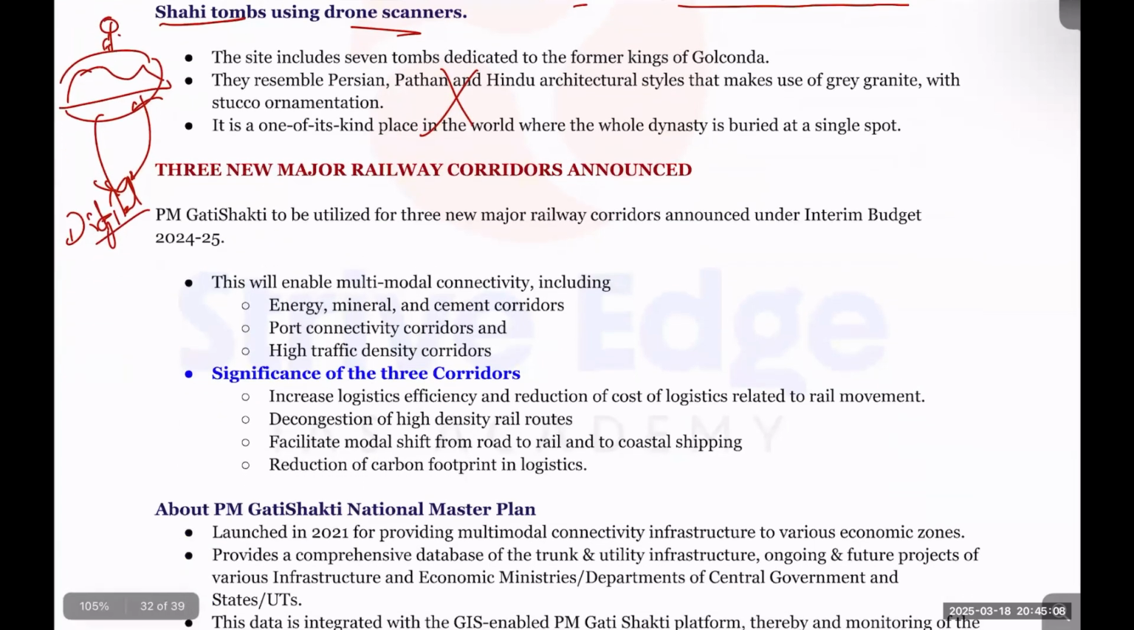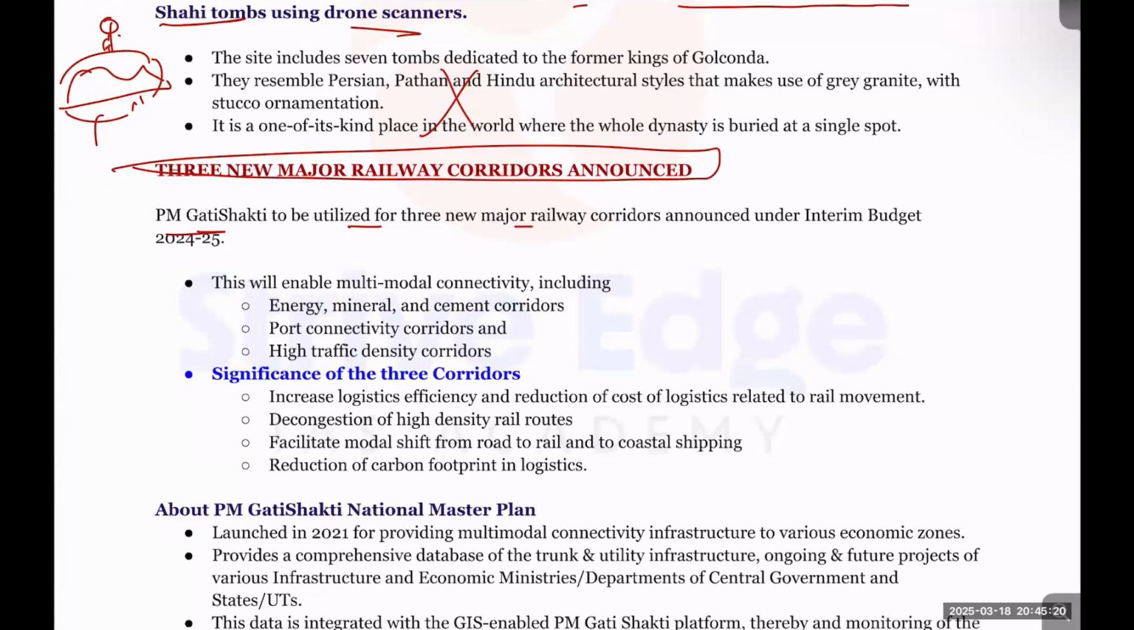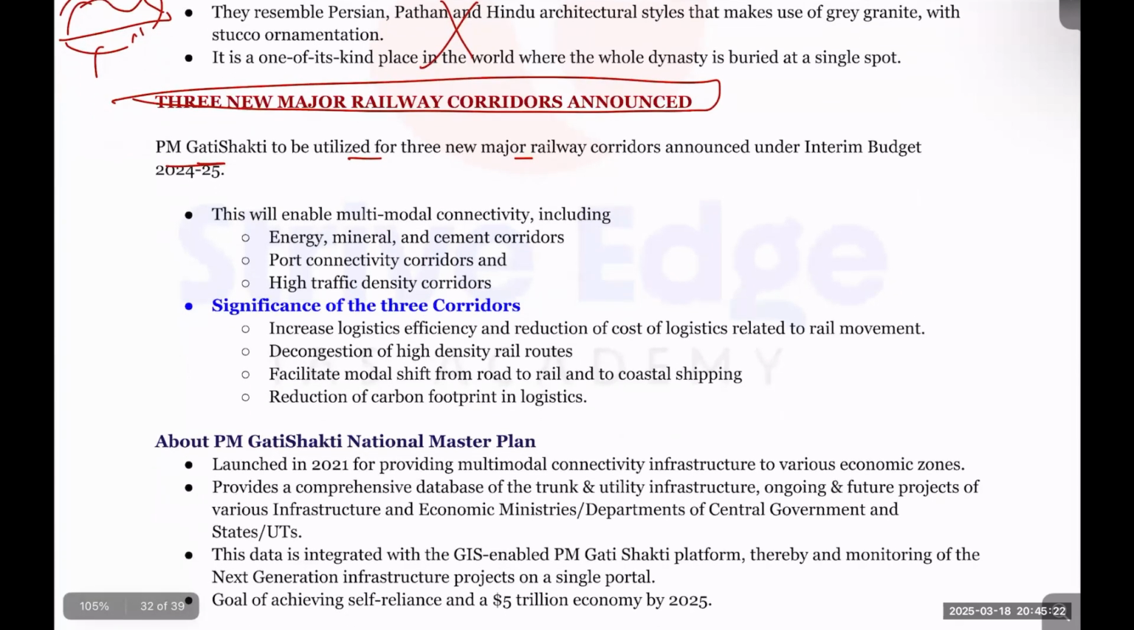Now, the next thing we have to discuss is that three new major railway corridors have been announced by the Indian government. What are these initiatives? PM Gati Shakti will be utilized for three new major railway corridors. It will enable multimodal connectivity, including energy, mineral and cement corridors, port connectivity corridors, and high traffic density corridors. So where the traffic is very high, the new corridors will be implemented. Port connectivity will increase connectivity to the hinterlands.